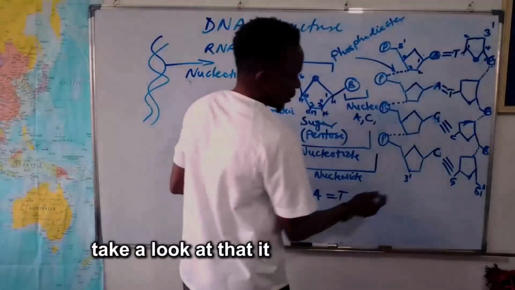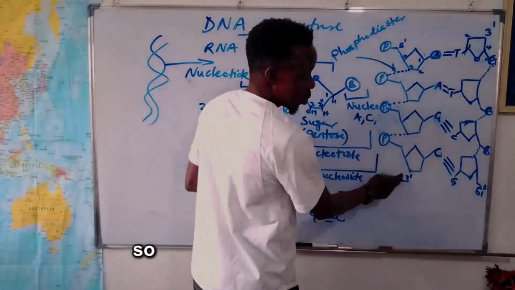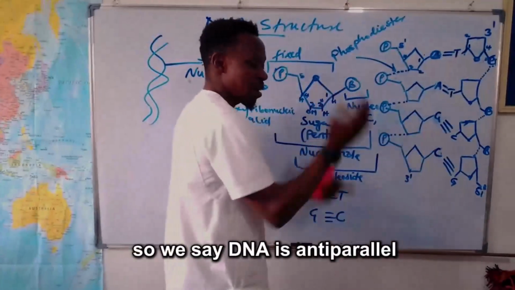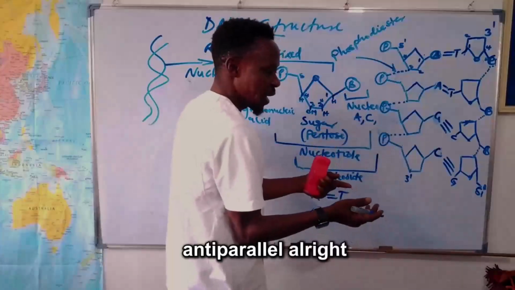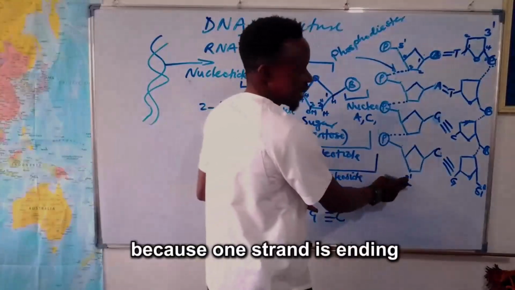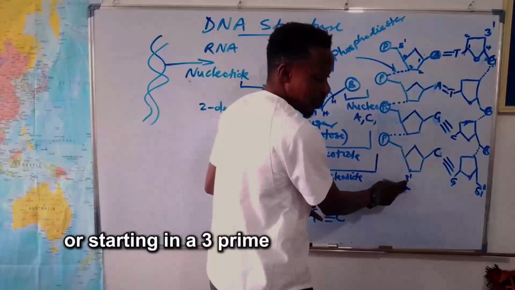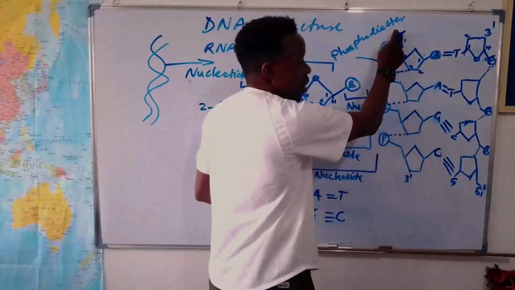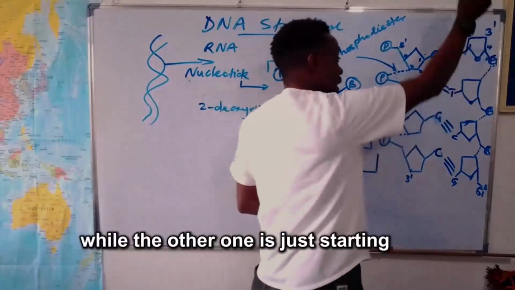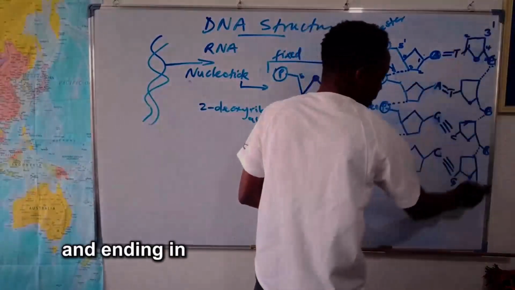Take a look at that. It is opposite to this. So we say DNA is anti-parallel, all right? Because one strand is starting in a 3' here and ending in 5', while the other one is just starting in a 5' here and ending in a 3'.